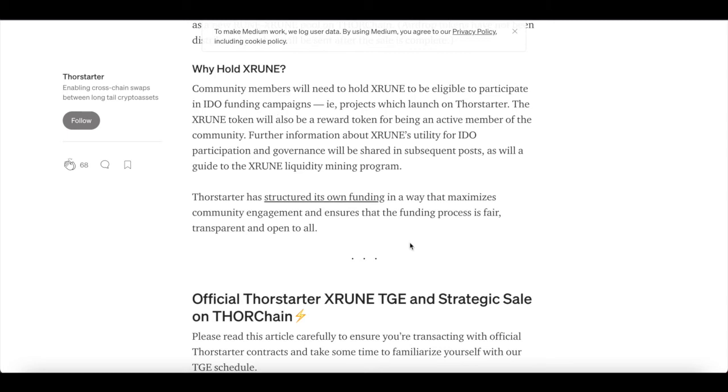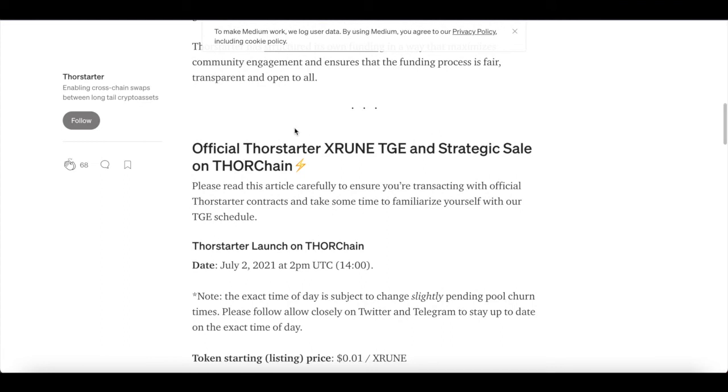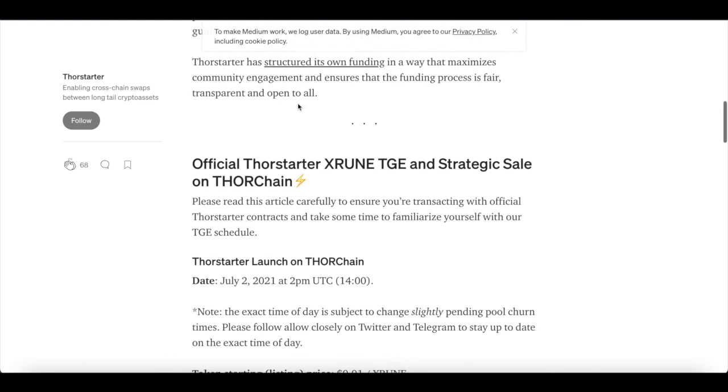So what's unique about the situation? Well, Thorstarter has actually structured its own funding in a way that maximizes community engagement and ensures that the funding process is fair, transparent, and open to all. This is huge, and this is really good to hear, because this gives you a lot of confidence. It gives me a lot of confidence, and it gives me a lot of hope.